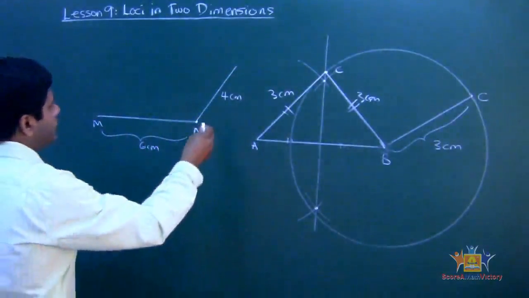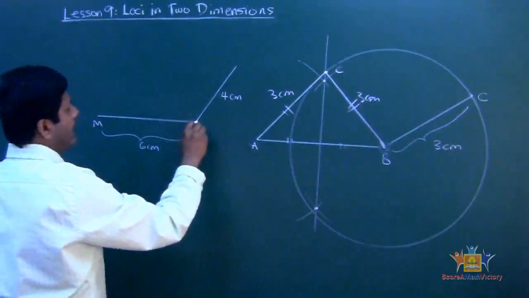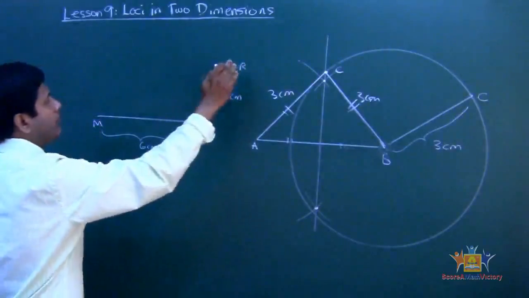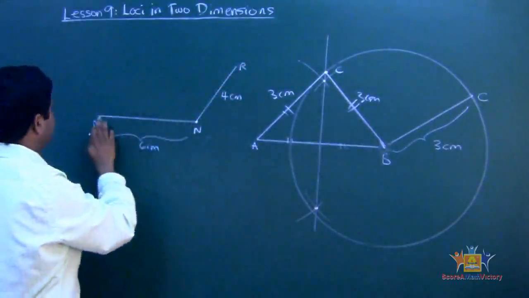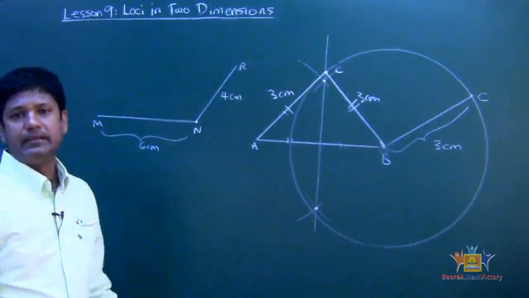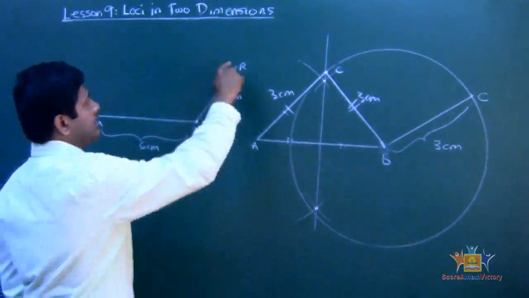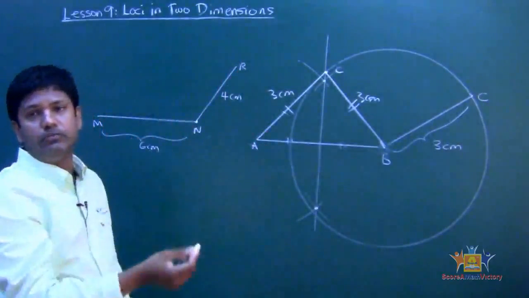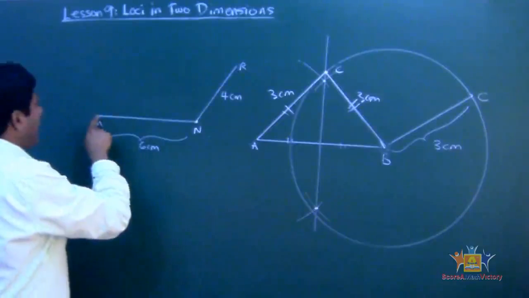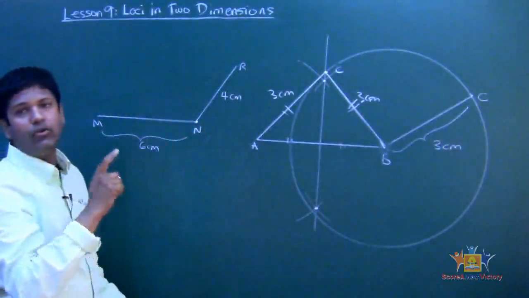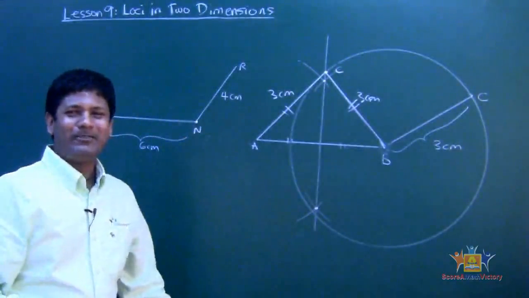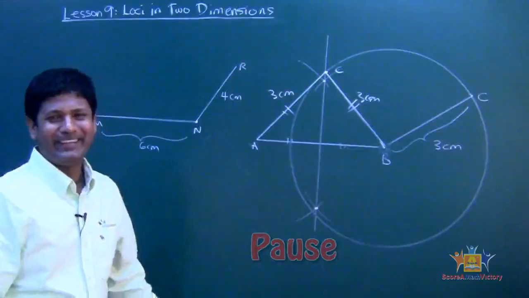I want you to situate that the distance from N to R is 4 centimeters, and also the point R is at equal distance to M and N. Equal distance, alright? So this is not the right point. I want you to find where it's supposed to be, such that M and N are equal distance to R. Alright, go ahead, pause the video and have fun with it.